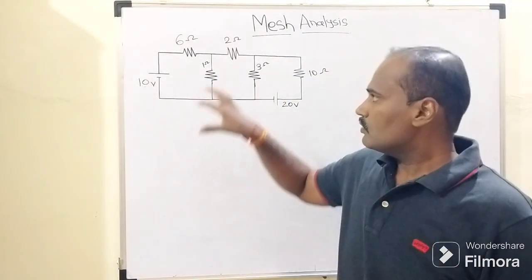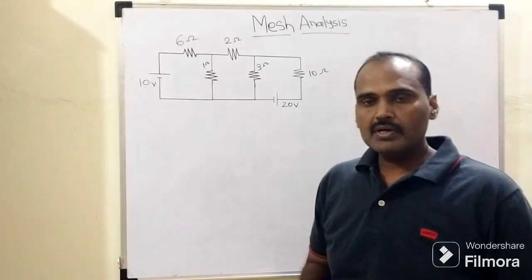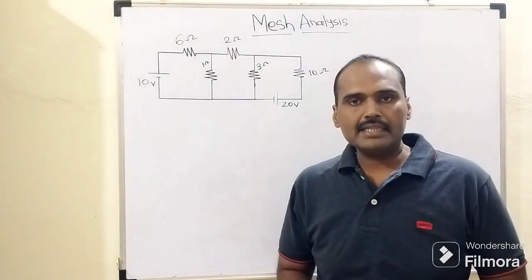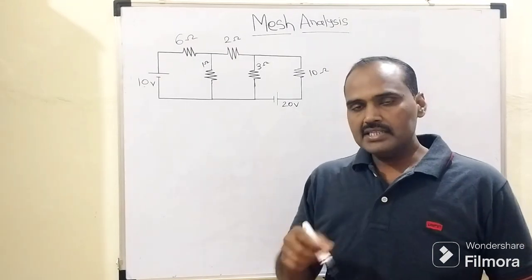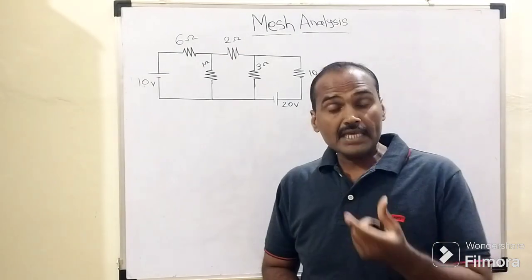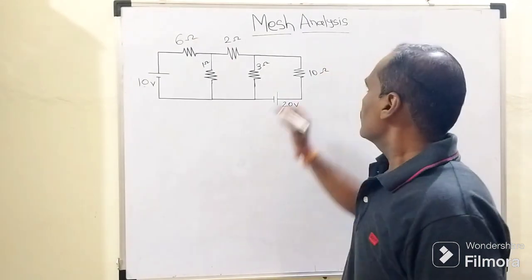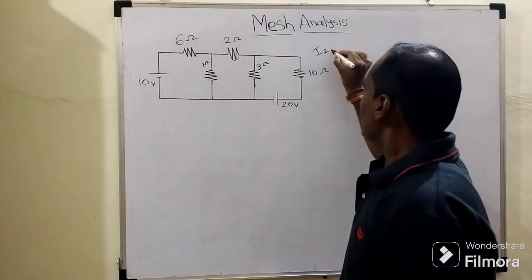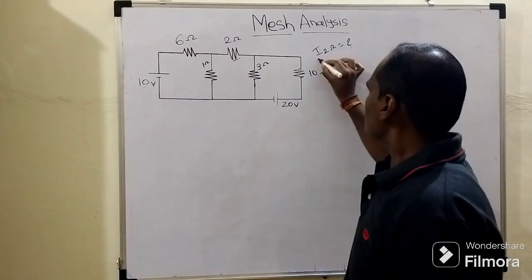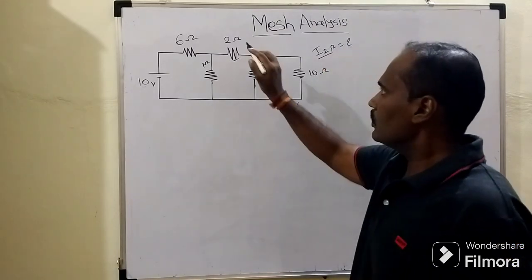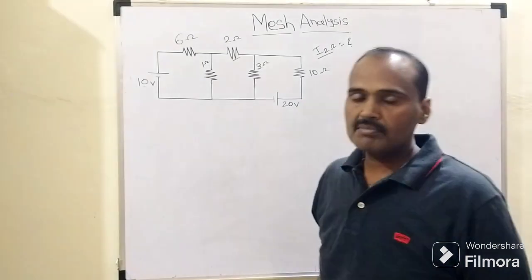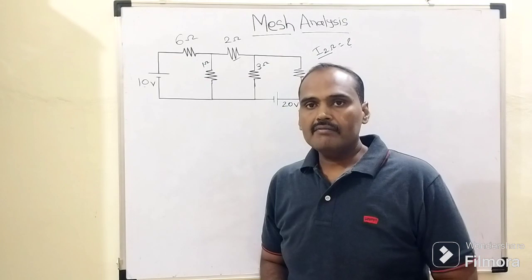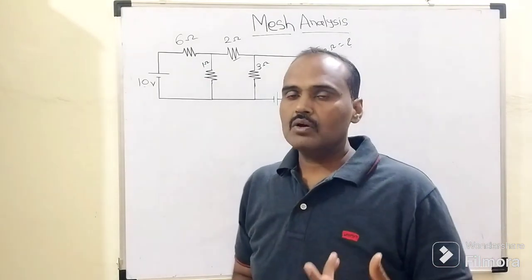We have such a network, and it is a pure DC network. A finite number of elements exist within that network, and we are interested in determining the current flowing through this 2 ohm resistor. That is our objective: to determine the desired current flowing through this 2 ohm resistor by using mesh analysis.